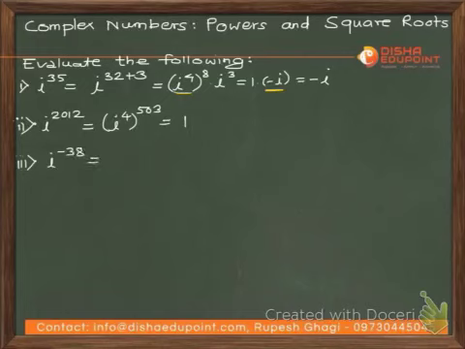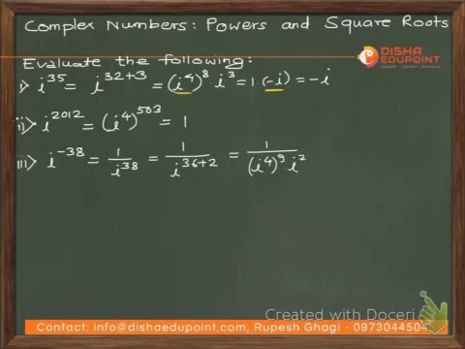Now i to the power minus 38. For such a number, we will write 1 upon i to the power 38, which is equal to i to the power 36 plus 2. Now i to the power 36 is i to the power 4 to the power 9, right? 36 is a multiple of 4. So this number is 1 into i square. But i square is equal to minus 1, and that's equal to minus 1.